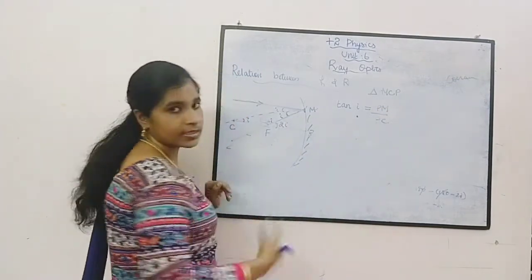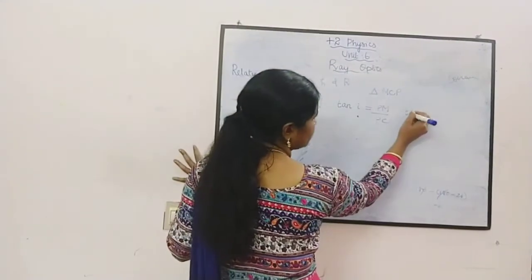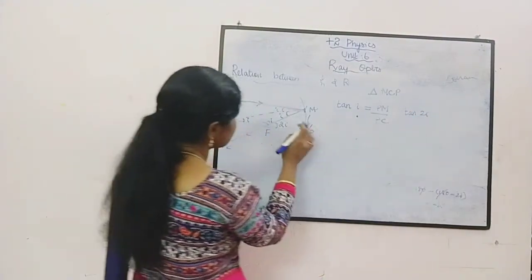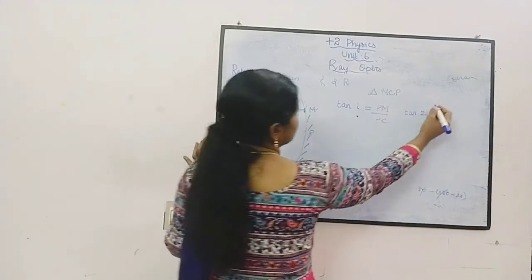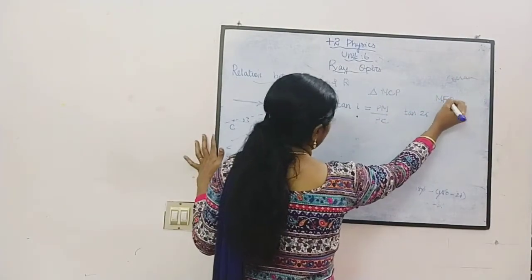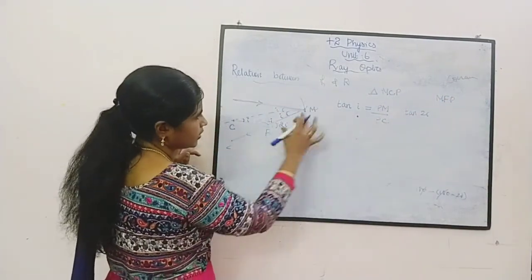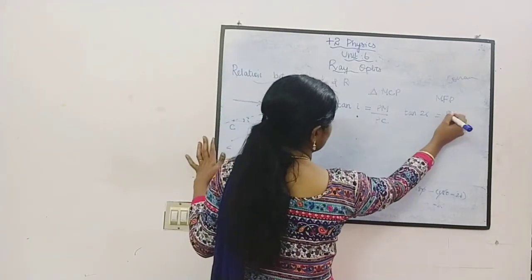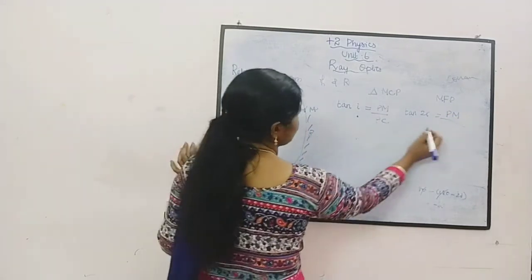Okay. Similarly, you can find out tan 2I. For the triangle MFP, find out tan 2I. What is it equal to? Opposite side it is PM. Adjacent side it is PF.